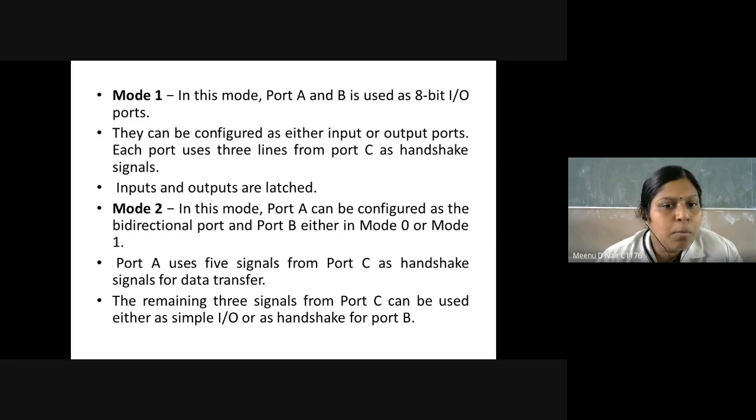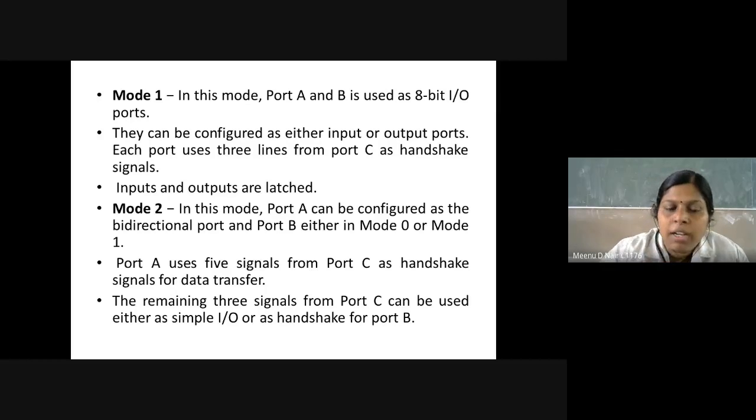And the next one is mode 2. In the control word itself, you have seen that in mode 2, only port A works. Port B and port C are not working in mode 2 of operation. So port A can be configured as a bidirectional port, but port B will act in mode 0 or mode 1. Only port A will act in mode 2, while port B can act in either mode 0 or mode 1.